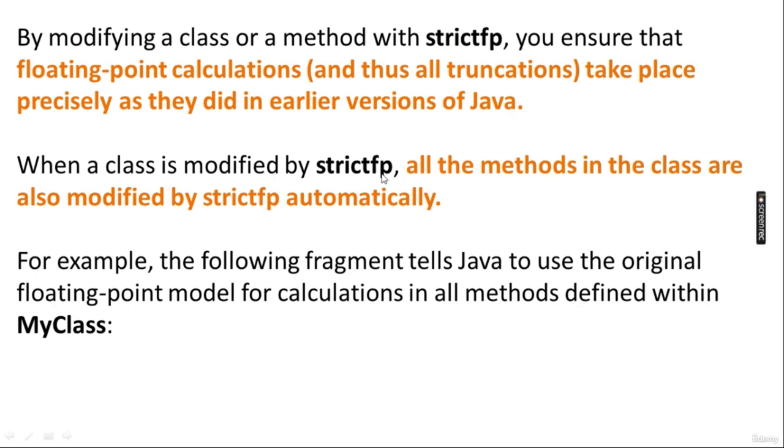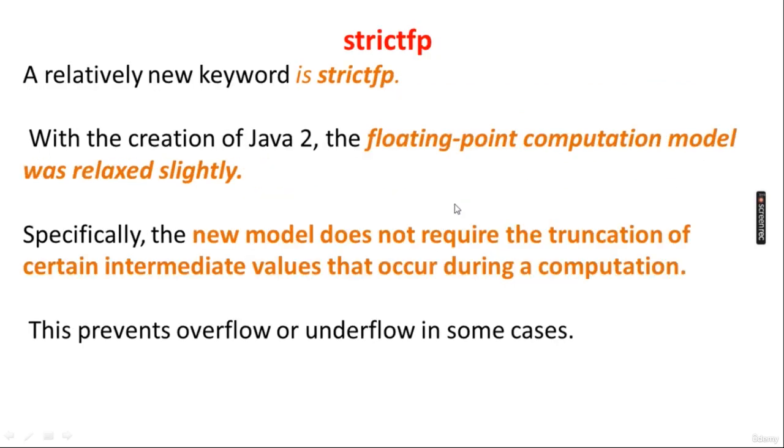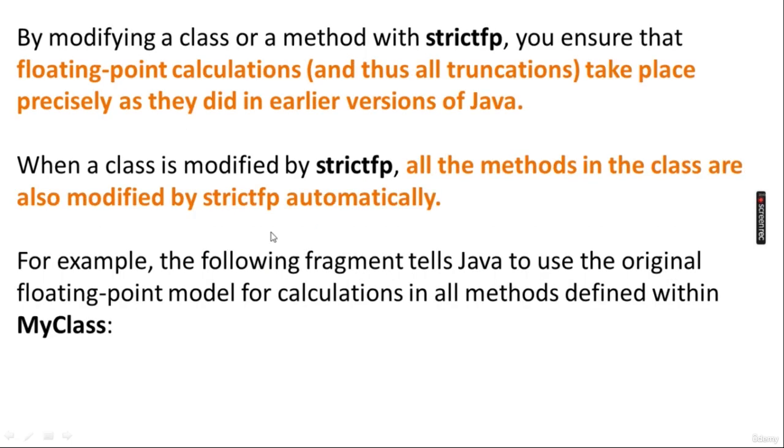When a class is modified with strictfp, all methods in the class are also modified by strictfp automatically. The new floating point computation model is avoided if you are using strictfp. If you are not using the strictfp keyword, the new relaxed floating point computation model will be used in your programs, because nowadays we are not using Java 1 or Java 2, we are using Java 8, 9, 10 and so on.